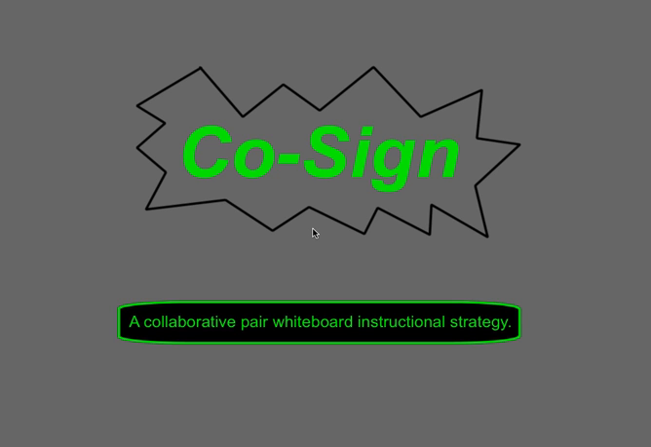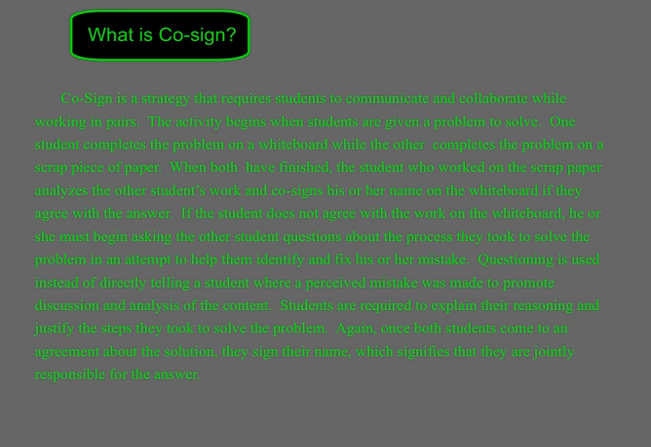A collaborative pair whiteboard instructional strategy. What is cosine? Cosine is a strategy that requires students to communicate and collaborate while working in pairs. The activity begins when students are given a problem to solve.